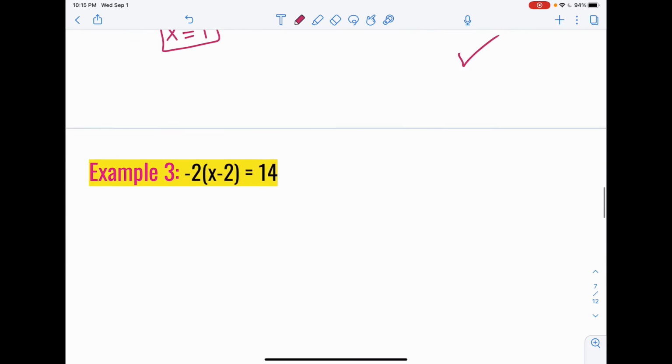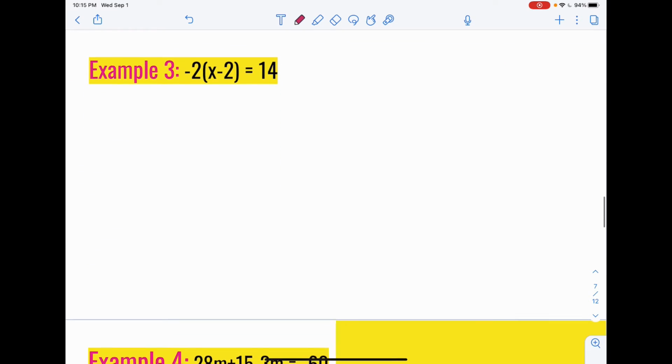Okay, let's move on with another question. We have the distributive property again. Let's distribute negative 2 over x and negative 2. Negative 2 times x will be negative 2x. Negative 2 times negative 2 will be positive 4, is equal to 14.